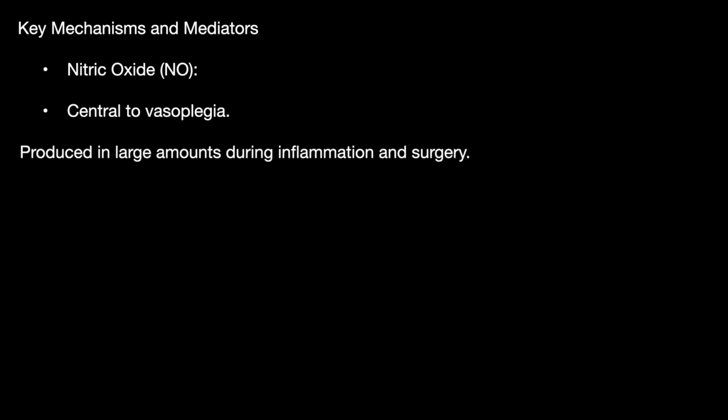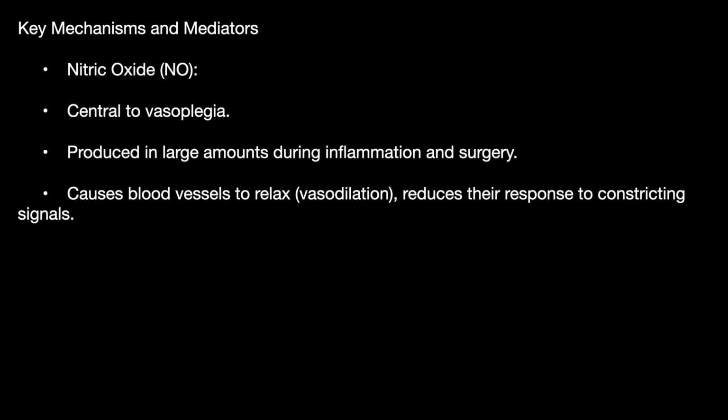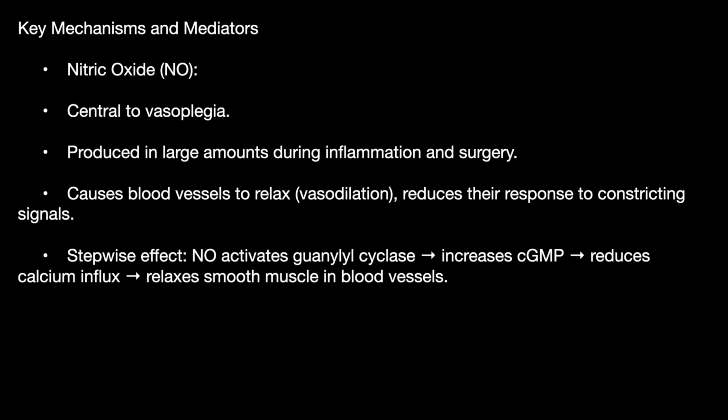Pathophysiology. The key mechanisms and mediators of this are nitric oxide, which is central to the vasoplegia, and it is produced in large amounts during inflammation and surgery, causes blood vessels to relax, reducing their ability to respond to the vasoconstrictors. So if you look at it in a stepwise manner, the nitric oxide activates the guanylyl cyclase, which increases the cyclic GMP, which goes on to reduce the calcium influx, which thereby relaxes the smooth muscles in the blood vessels.